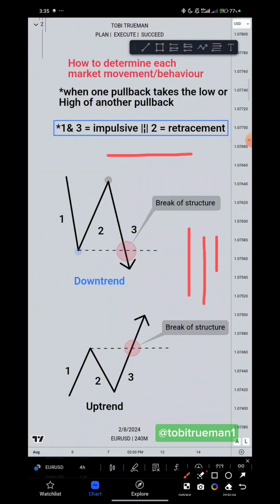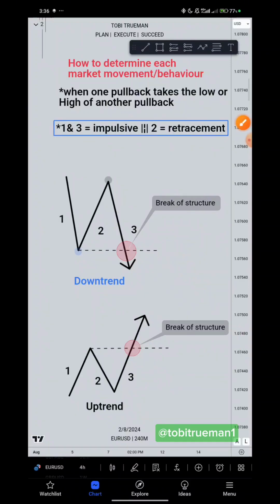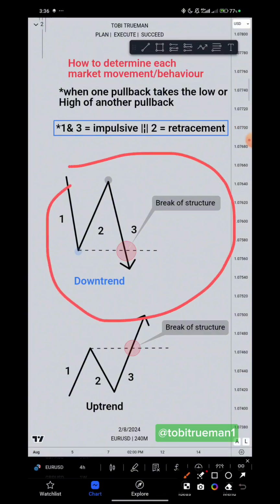Okay, it always moves in zigzag way, like coming down, up, down, up, down, up, down. That is just how this trading is all about. So this is downtrend. Then when we say uptrend, price is making impulsive move. That's 1 and 3. That's number one, impulsive move.